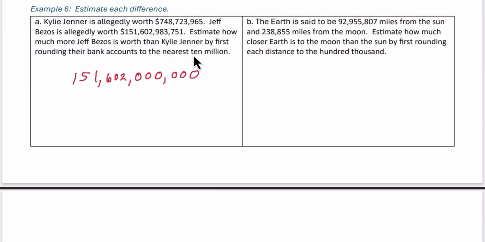For Kylie Jenner, again, we want to round to the nearest 10 million. So at first, find the 10 millions place in her net worth. We have ones, tens, hundreds, thousands, 10,000s, 100,000s, millions, 10 millions. Look to the right of the 4 and we have an 8. Since it's 5 or bigger, we round up, which means we add 1 to the 4, making this 750 million.